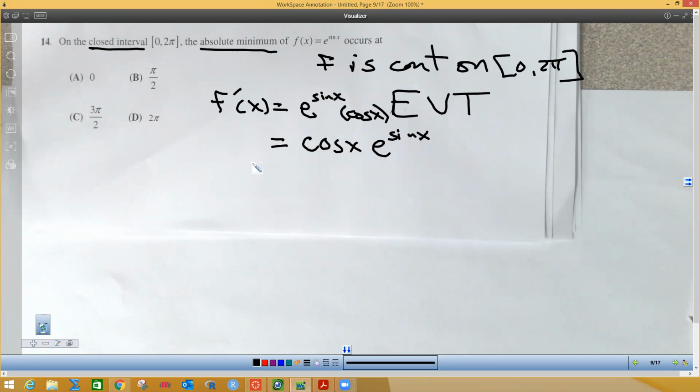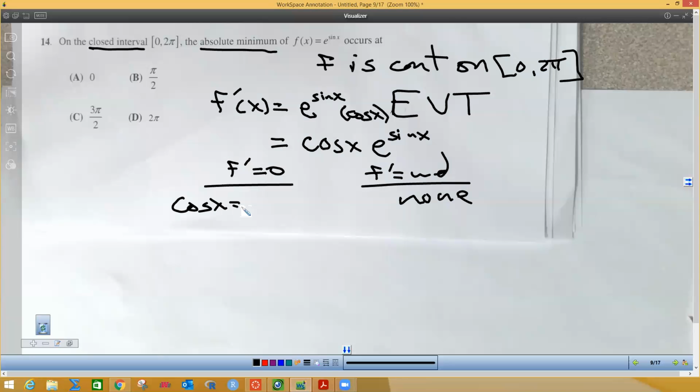Okay, so the critical numbers occur where f prime equals 0 or where f prime is undefined. Well, it doesn't matter what you put in here for x or what you put in there for x. There is no place this thing is undefined, so this is none. And then for this being equal to 0, you want to set one factor equal to 0, and you want to set the other factor equal to 0, and you want to find out when these are 0.